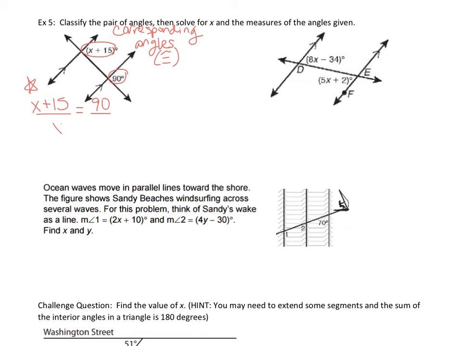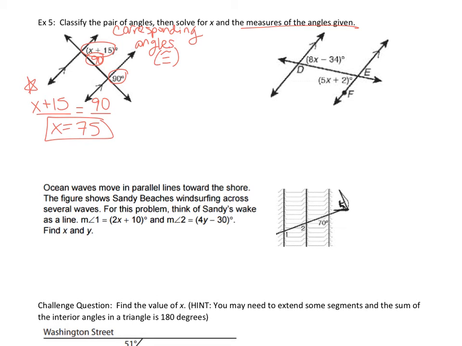When you subtract your 15 over, we should get x equals 75. And on these, we also need to find the measures of those angles given. So we already know this is 90 degrees. And if we take 75 plus 15, we also get 90 degrees for that measure as well, which proves that they are congruent to each other.